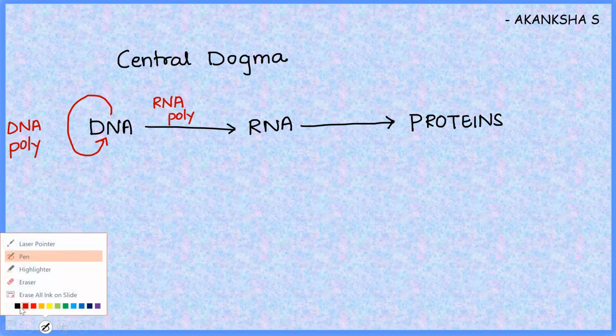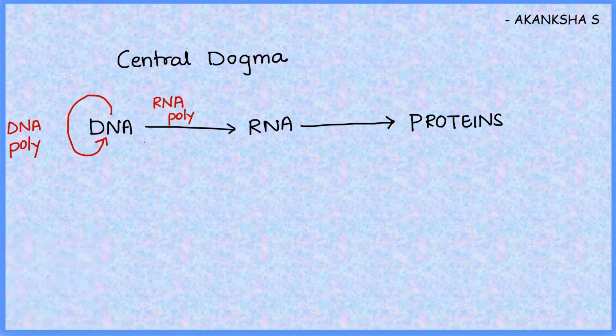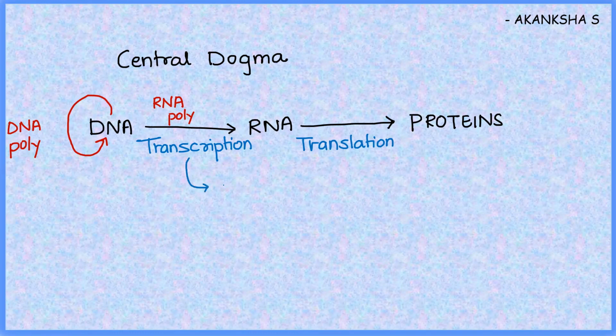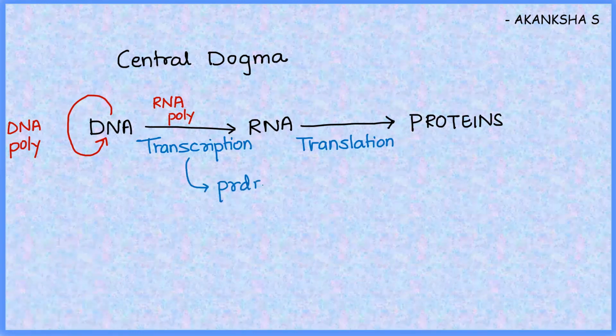Now over here, there are different names to this process. DNA to RNA is called transcription, whereas RNA to proteins is called translation. This is the second part of the series of molecular biology where we are studying transcription. We are basically going to understand the production of different types of RNAs.